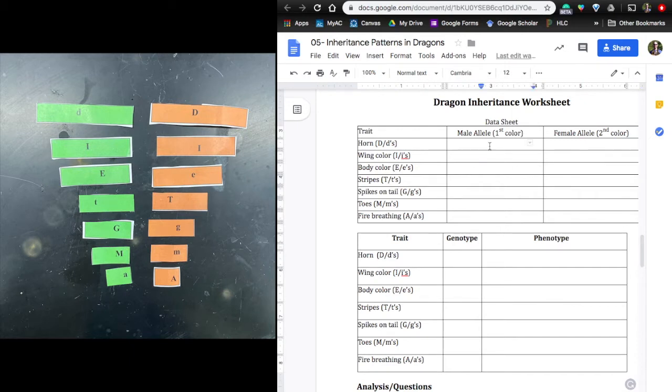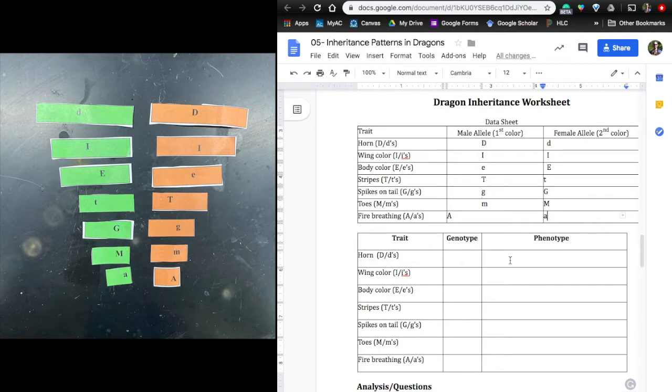So my orange, I had a capital D, and then the female allele, I had a lowercase d. And then for wing color from dad, I had big I, and I had a big I, and then dad had a little e, mom had a big E, and so on and so forth. Just fill them all in. So these are each of the alleles. And so from here, these alleles combine to form what is your genotype.